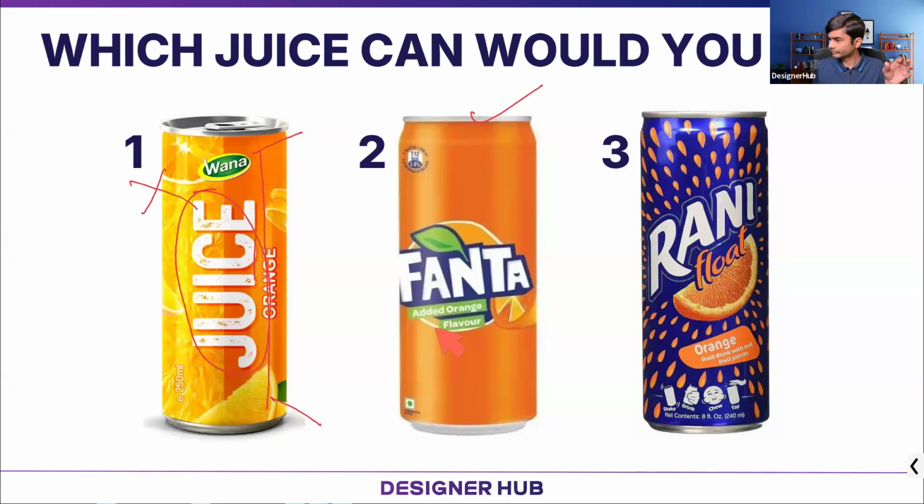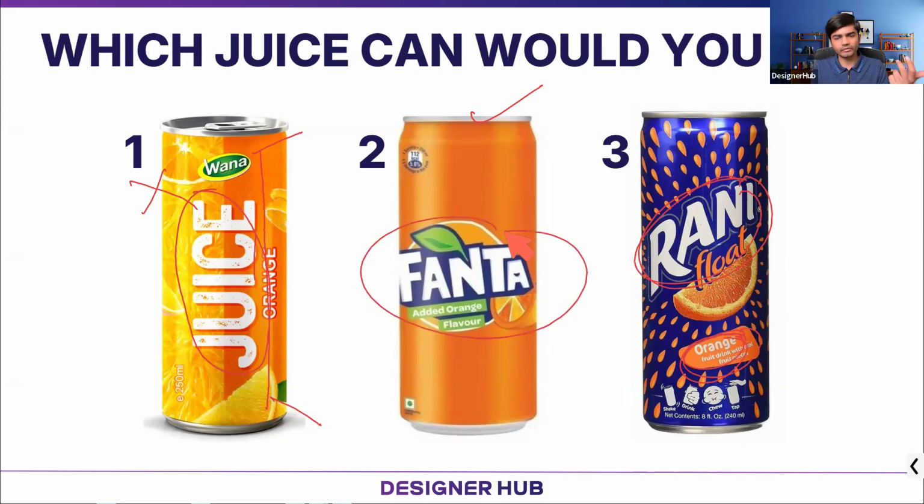Fail, right? Let's say they are trying to tell it's an orange juice, but Rani Float is much bigger than the orange juice. Can you see? The brand has become much bigger than the product or the item. Again, a mistake. Never do that. Be very clear about what it is that they are going to get.